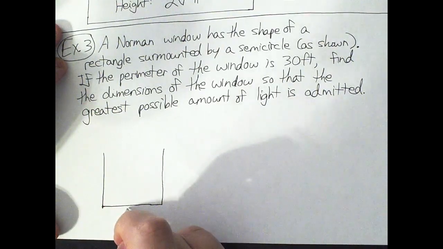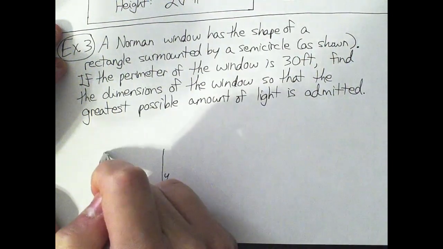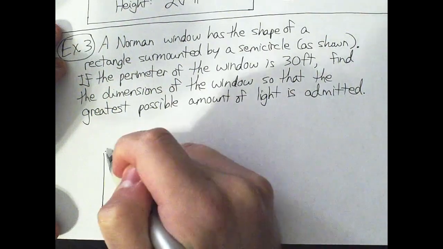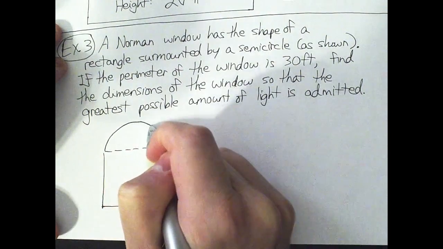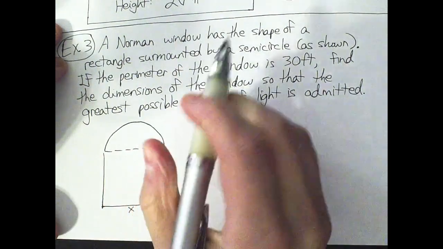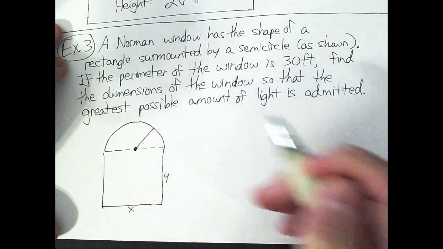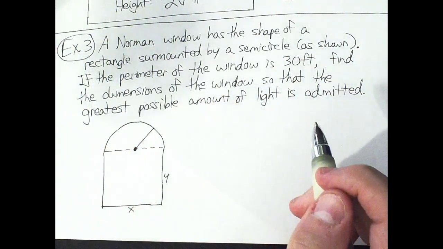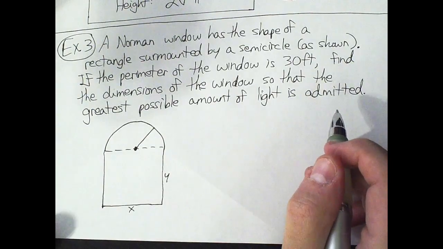This is going to be x and y, and at the top of it is half of a circle. And the half of a circle has a radius. I'm going to label the radius for you, but I actually feel like I don't need to. I feel like you could figure it out on your own.